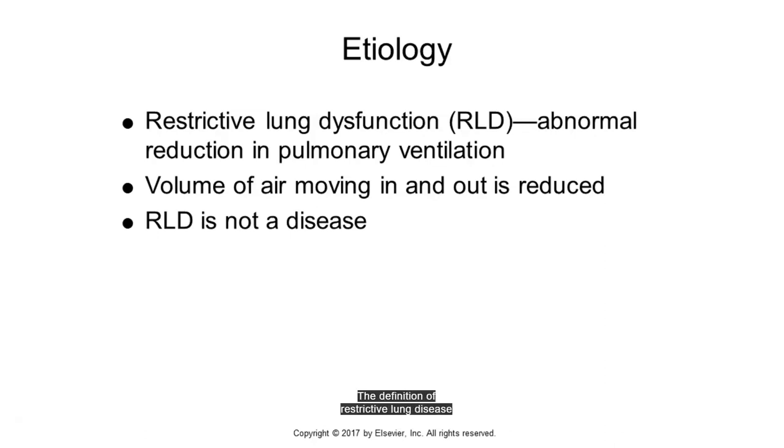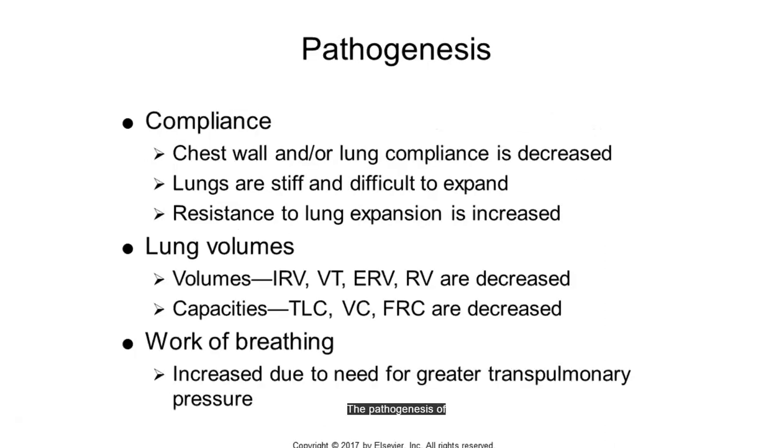The definition of restrictive lung disease is an abnormal reduction in pulmonary ventilation due to restriction of expansion by the chest wall or the lungs, or both. The pathogenesis of these diseases are the following. 1. Decreased compliance due to stiff, hard-to-expand lungs or increased resistance to lung expansion. 2. Decreased volumes including IRV, VT, ERV, and RV, and decreased capacities such as TLC, VC, and FRC. And lastly, 3. Increased work of breathing due to increased transpulmonary pressures.